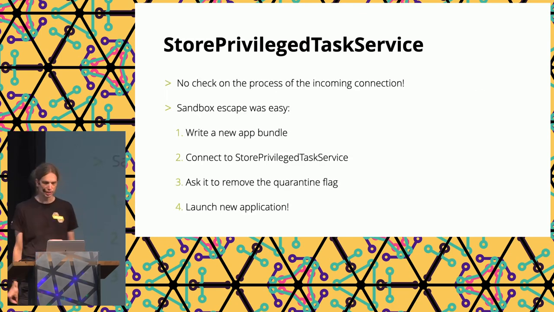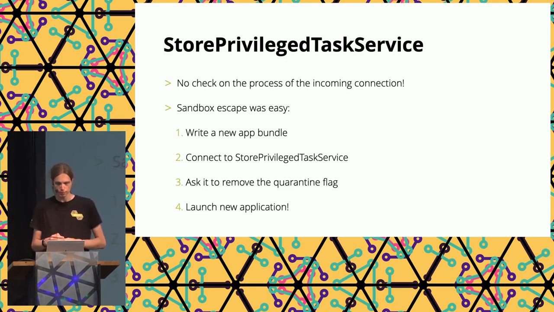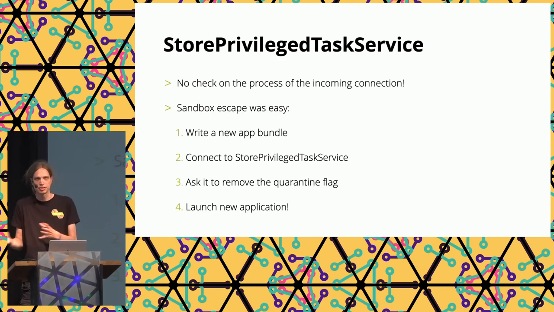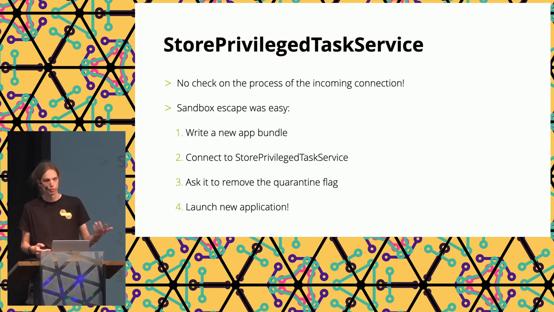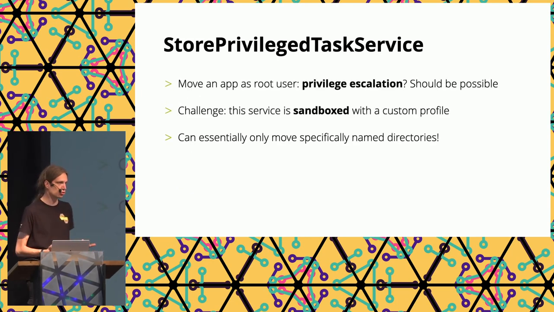And this service was also missing any check on what application was requesting it to do something, which made it very easy to write a sandbox escape, because you can write a new application. You can ask this service to remove the quarantine flag, because if a sandbox application creates a new file, it's always quarantined, just like if you downloaded it. But you could remove it and then launch the application to escape the sandbox. But we found this and we thought, well, we can probably do more than this, because we can also move things around as the root user. And it's generally something you can use for privilege escalation.